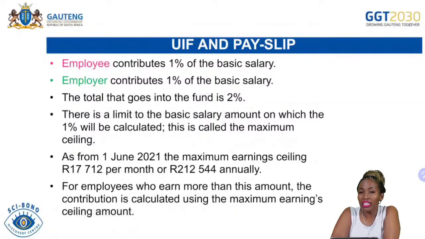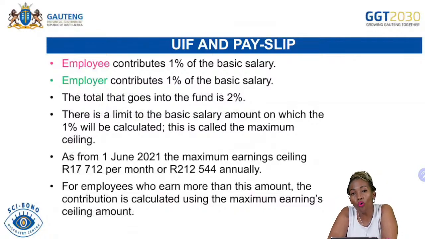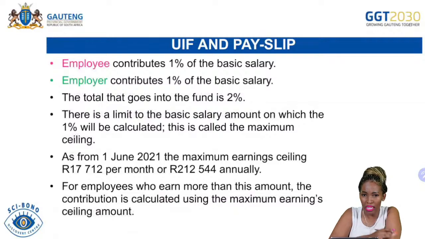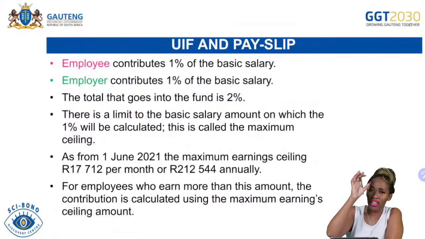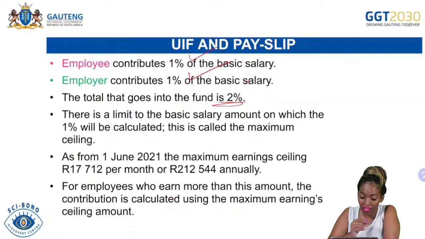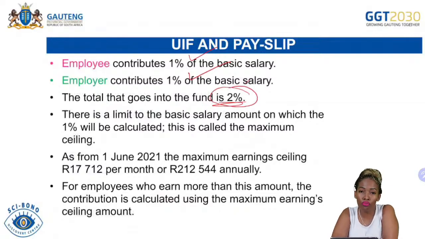UIF is calculated at 1% of the employee's basic salary. Let's say I work at a petrol station. It means I'm the employee. So from my salary, they will deduct the 1%. And then the petrol garage owner, that would be my employer, must also contribute 1% towards the fund. Now, the total that goes into the fund will be how much? It will be 2%. Remember, this 2% is my 1% as an employee plus the 1% of my employer.